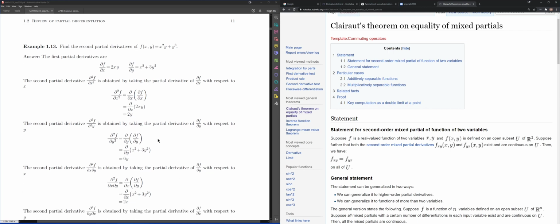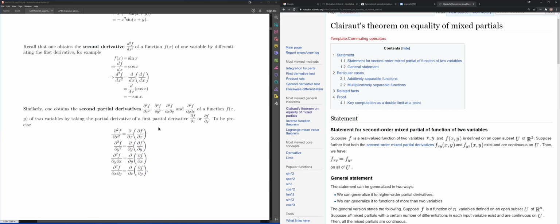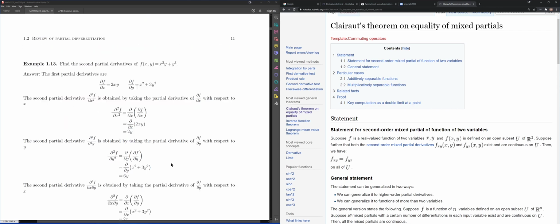Okay, so let's look at an example of calculating second partial derivatives. If I want to get second partial derivatives, I would need the first derivatives to start off with. So I'd need the del f del x first, and the del f del y.